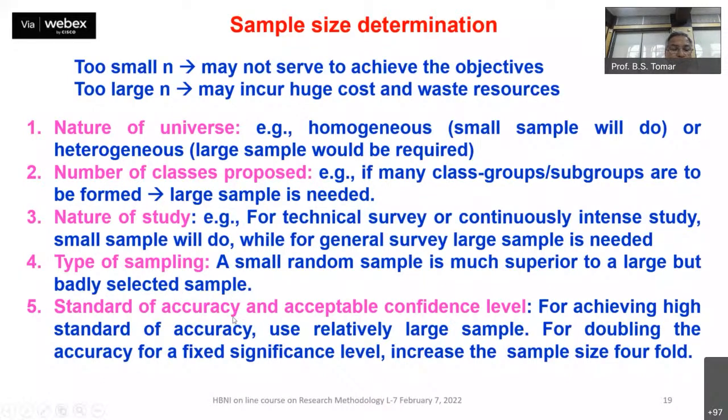And finally, the standard of accuracy and acceptable confidence level. Depending upon what kind of confidence level and accuracy you are looking for, your sample size will change. For achieving a high standard of accuracy, you use a relatively large sample. And the typical scaling is that if you want to double the accuracy at a fixed significance level, then you have to increase the sample size by 4-fold. So suppose you want to reduce the difference between the sample mean and the population mean, you have to increase the sample size by that factor.